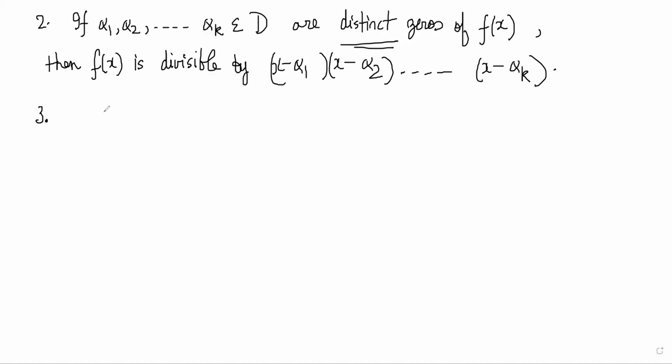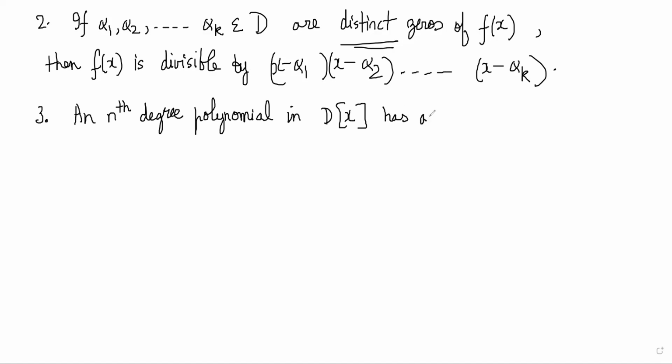The third point is that an nth degree polynomial in D of x has at most n distinct zeros. This is obvious because each zero makes a linear factor for the polynomial. So if the overall polynomial has degree n, there must be at most n zeros.